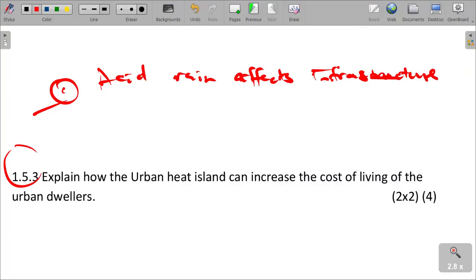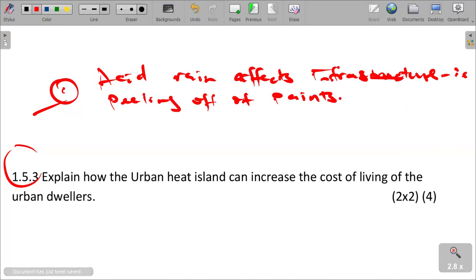It affects infrastructure. We see buildings with paint peeling off, and corrosion. We talk about that as an effect that affects these people.